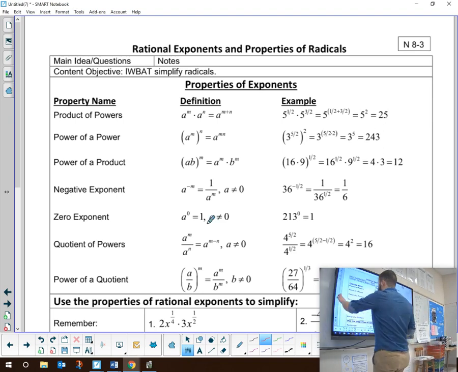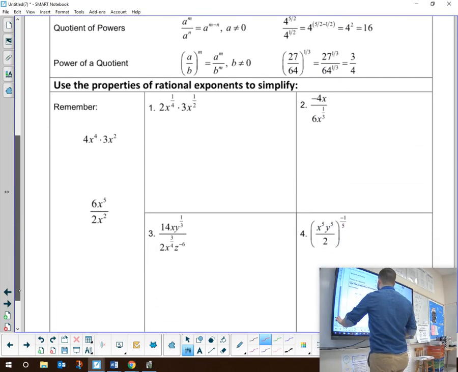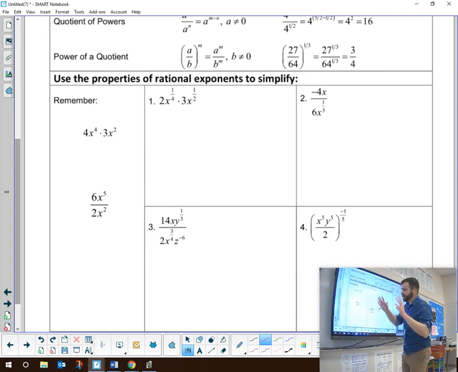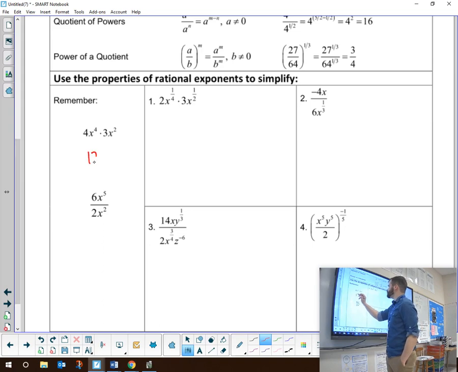Okay, so let's start here. Over here on the side, let's remind ourselves where we came from. So remember, we can start off with multiplying. Whenever we multiply, we multiply the whole numbers together. 4 times 3 is 12. X to the 4th times x squared is x to the 6th, because remember, whenever we multiply with the same base, we add the exponents. So this is going to be 4 plus 2.